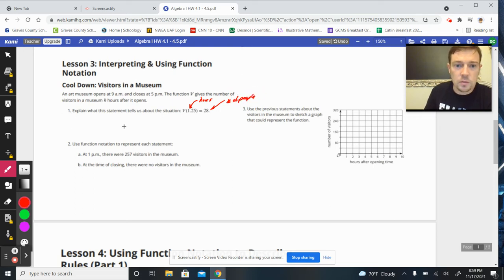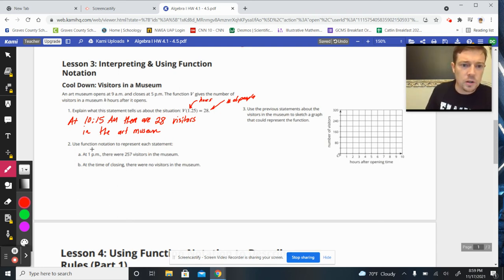So the explanation, what I would say here is, an hour and a quarter after they open, so at 10:15, since a quarter of an hour is 15 minutes, at 10:15 a.m., there are 28 visitors in the art museum. That's how we interpret the function notation there.